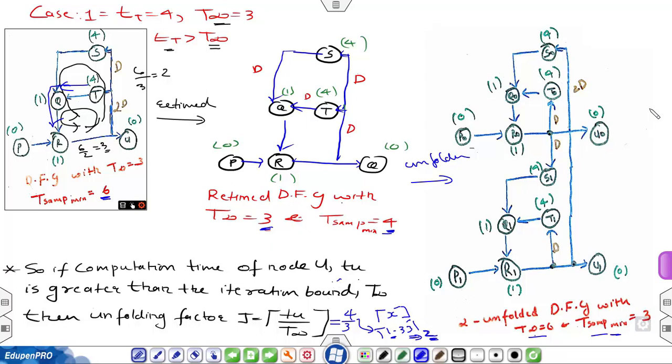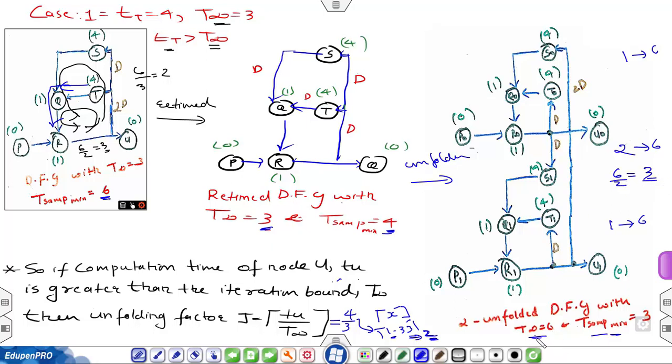So this part of the unfolded version will produce one sample in 6 unit time. The second part of the unfolded version will also produce one sample in 6 unit time. These two samples will be produced parallelly. So the output is two samples in 6 unit time, and the sampling period is 6 by 2, that is 3.